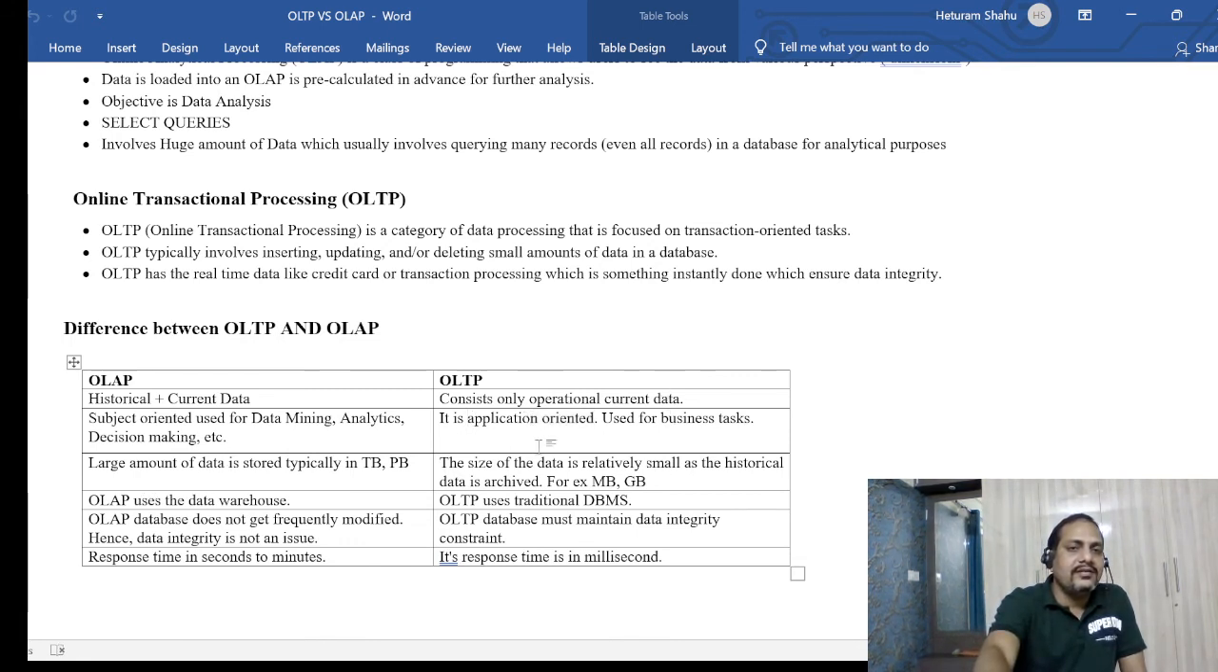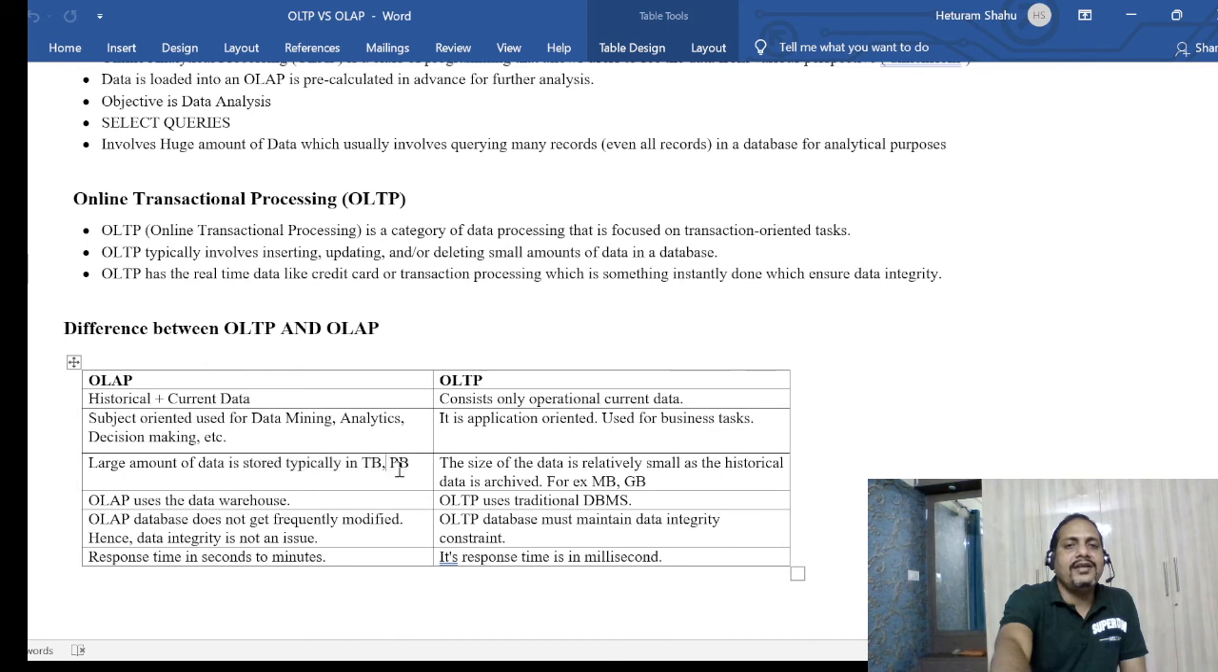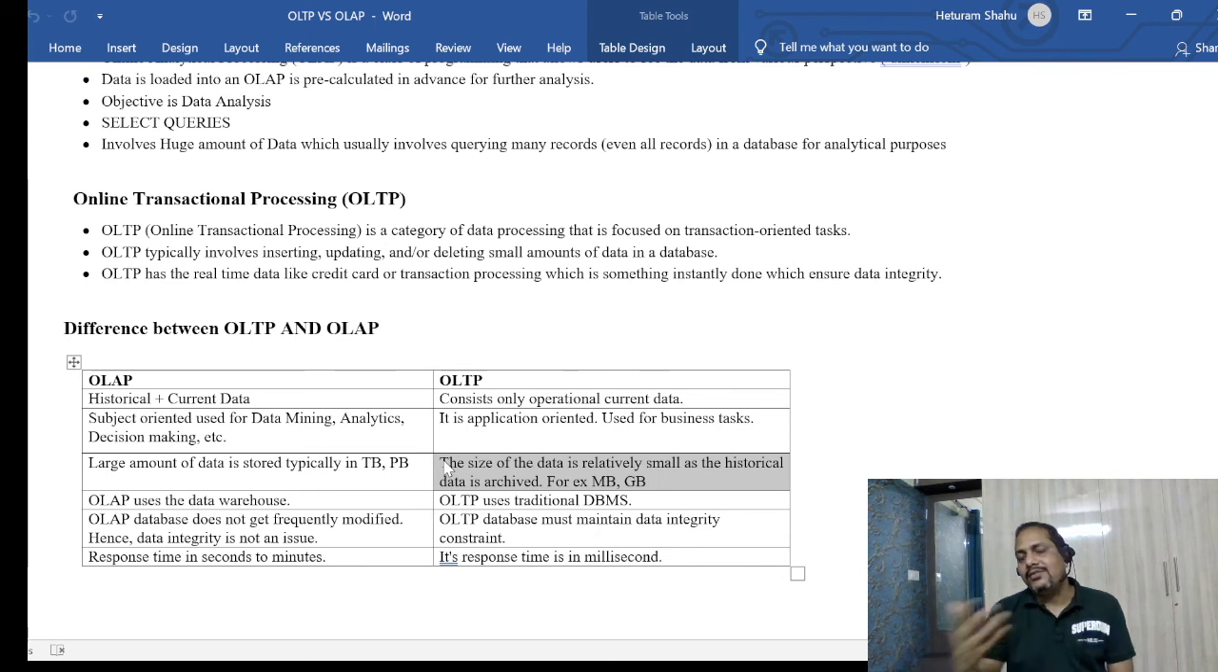So this is the second difference. The third one is the large amount of data. It is typically terabytes and petabytes, because OLAP has all the data in the data warehouse, say 10 years, 20 years, whatever the agreement is, right? So everything is stored here, usually in terabytes and petabytes. Here, the data will be only in MB or GB because it contains a single day's data, right? If there is any insert or update or any kind of business transaction happening, then for that particular day that is the relevant record, and that is what the bank will keep.